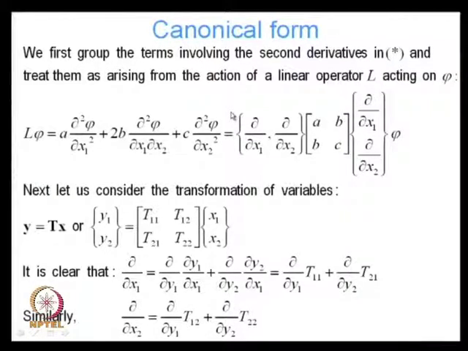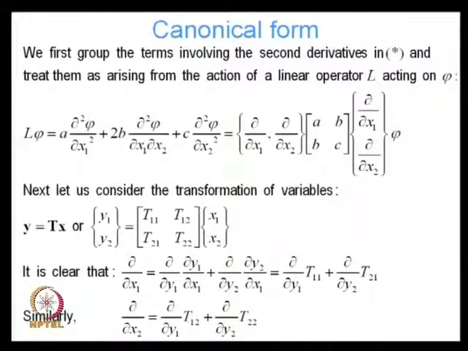I have this little row matrix, del del x1 del del x2, then I have this little 2 by 2 matrix A B B C, and then I have this column matrix del del x1 del del x2. You can see that if I carry out this vector matrix vector multiplication, I am going to get exactly that equation.